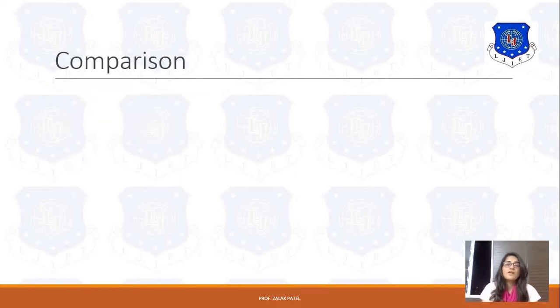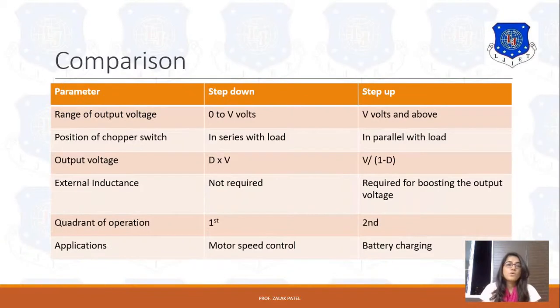Now let's take one comparison for step up and step down chopper. This can be asked in either 3 or 5 marks. So let's compare them with different parameters. The first parameter is the range of output voltage. For the step down chopper, it can be either 0 or V volt, not above V volt. But in case of step up, it is possible to have a voltage above V. So this is the first difference in terms of range of output voltage.